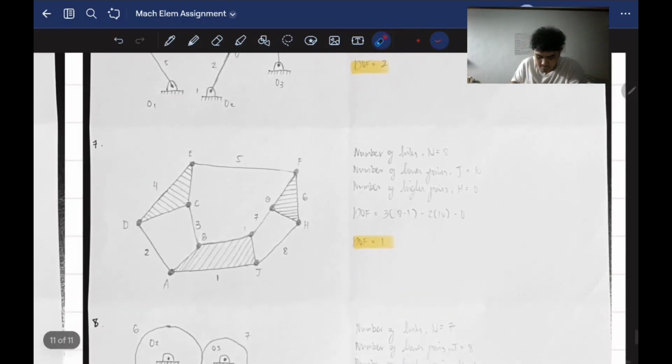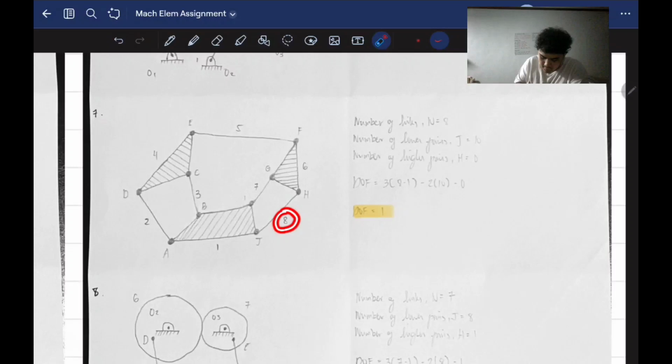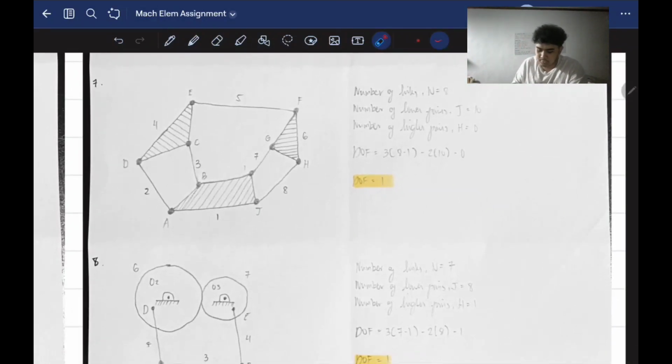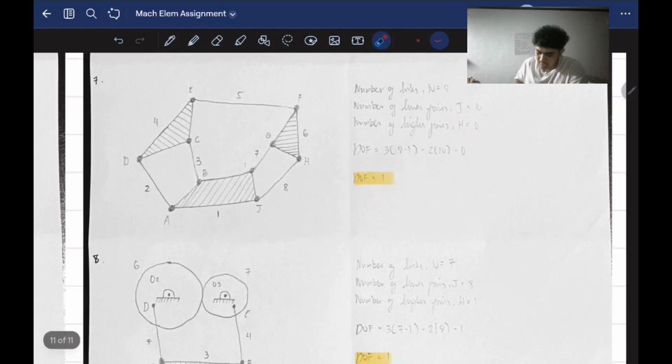For number 7, we have here up until link number 8, so that totals to 8, and for lower pairs here, we get up until letter J, so that totals to 10. We don't see any other revolute joints or prismatic joints, so that just totals to 10, and there are no higher pairs, there is 0. So we get a total of degree of freedom 1.